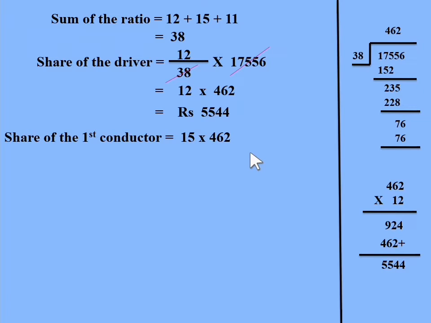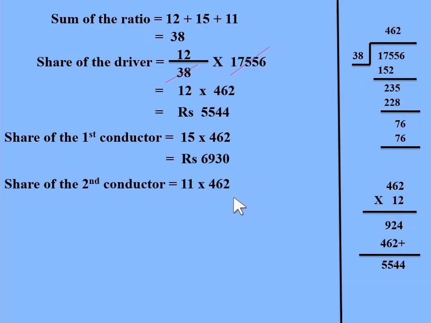Now the share of the first conductor, the ratio of the conductor is 15. So we have to multiply 15 by this 462, which is equal to rupees 6,930. Similarly, we have to find the share of the second conductor. Now the ratio of the second conductor is 11. 11 multiplied by the same amount, 462, which is equal to rupees 5,082.